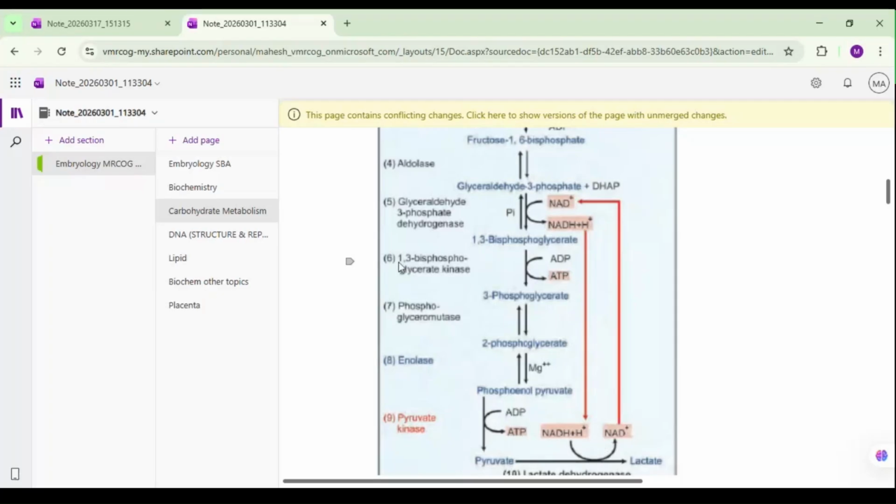Now see step 6 and step 9. In step 6, one ATP is getting formed and one ATP is getting formed here. That means two ATPs are getting formed from one molecule.